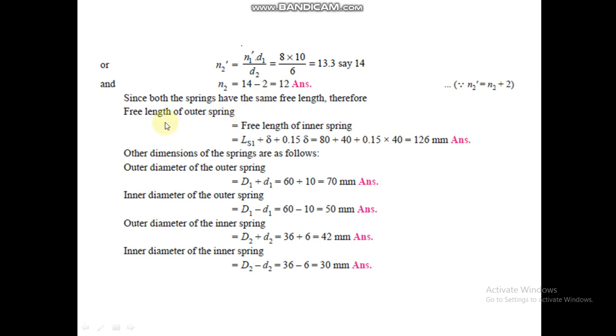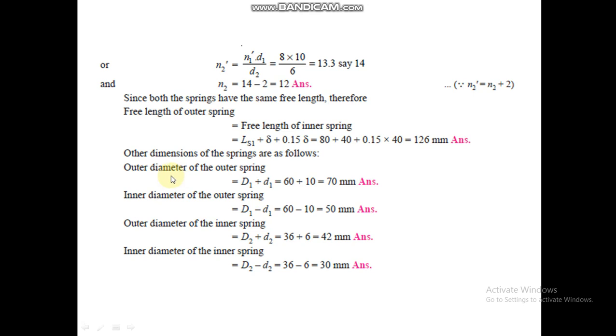Similarly, you have to find the free length. The formula is solid length plus deflection plus clearance. Put in the values of solid length, given deflection, and the clearance, and you will easily calculate the free length. Since the free length of both springs is the same, we don't need to calculate it twice.